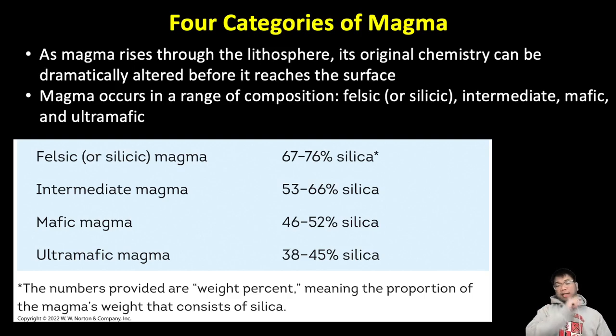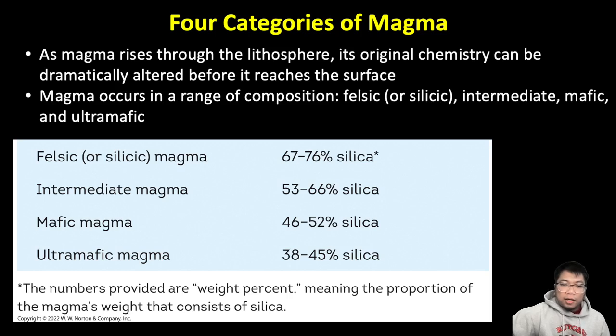So one thing that I would like to remind you is that as magma rises through the lithosphere, the original chemistry of the magma can actually be significantly altered before it reaches the surface. Now, because of that, magma can actually occur in a range of composition from felsic, intermediate, mafic, and ultramafic. So those are the four categories of magma based on its chemical composition.